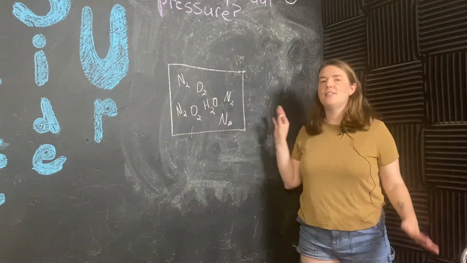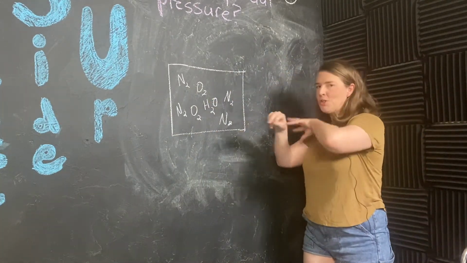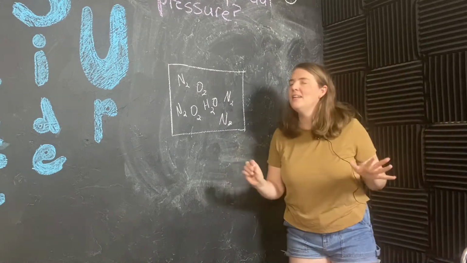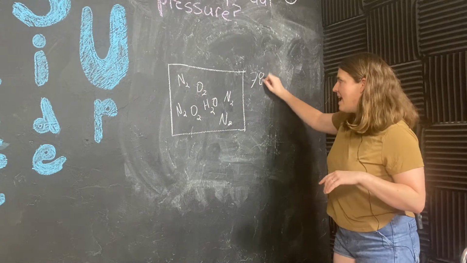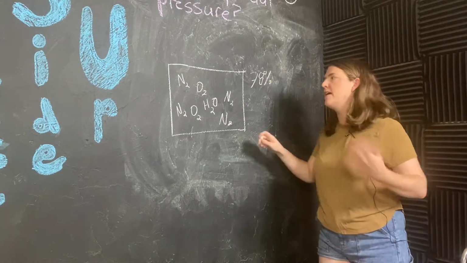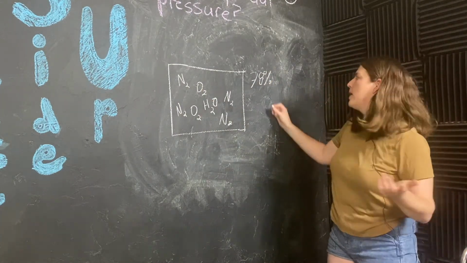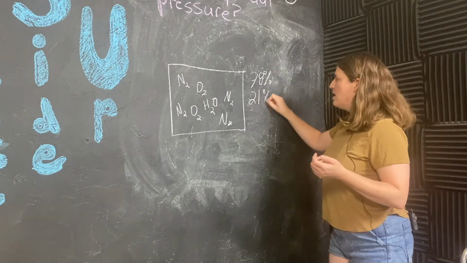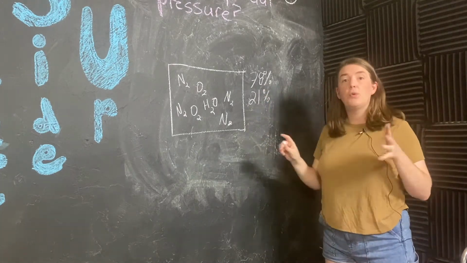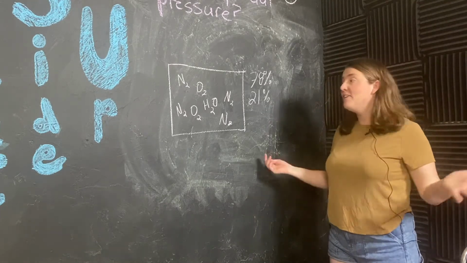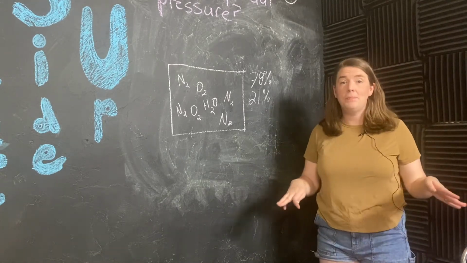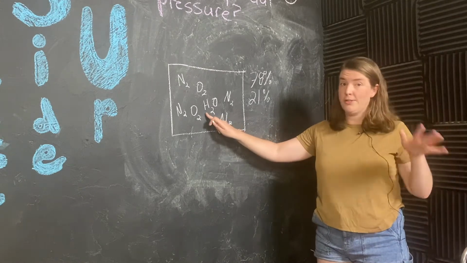If this box is just, we captured normal atmosphere in a box, then we would expect our nitrogen to be 78% of what's in there, oxygen 21%, and then that last 1% remaining would be everything else. So just to make our lives simple, let's think of that everything else as just the water vapor.